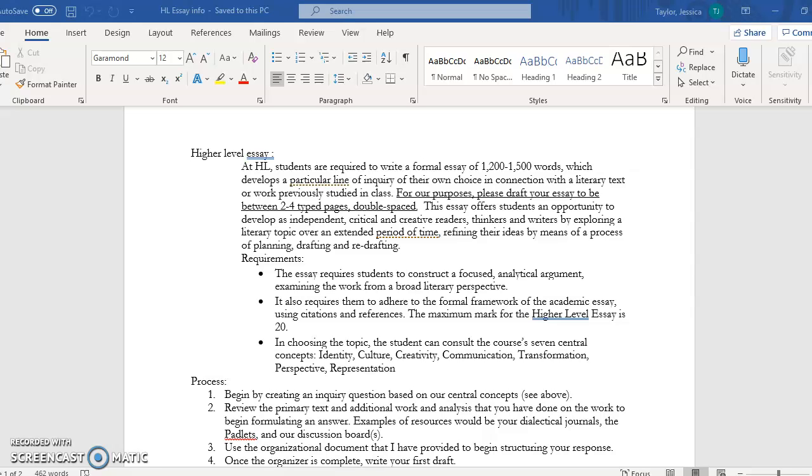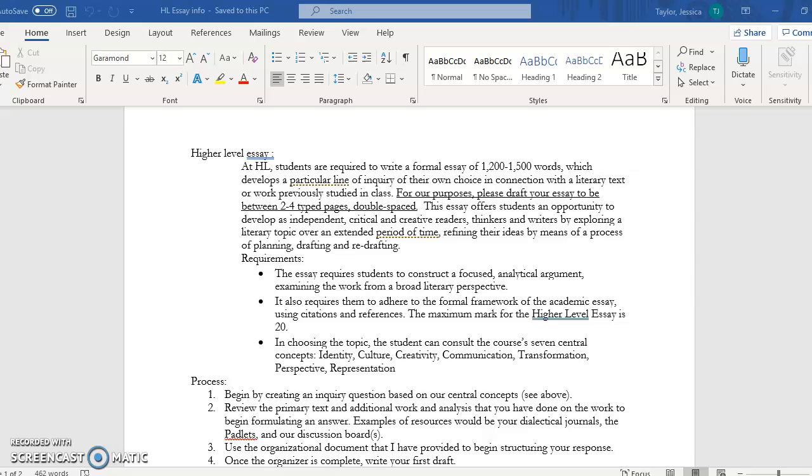So a little bit of further detail. The essay requires students to construct a focused analytical argument. So yes, you do need an arguable thesis. It needs to be specific. It needs to focus on a broader literary perspective. You also need to keep it formal.